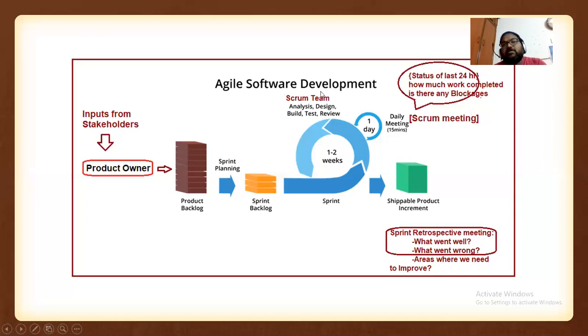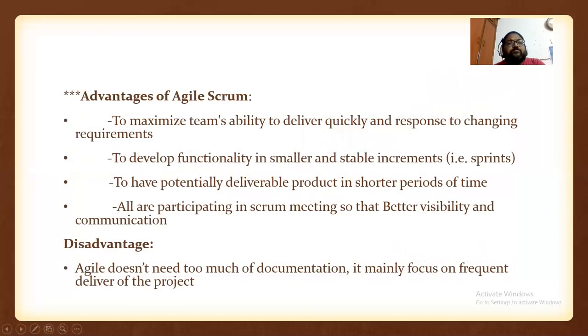This is the agile software development block diagram. Now we'll see the advantages of agile Scrum. Nowadays, the majority of companies prefer agile Scrum to maximize a team's ability to deliver quickly and respond to changing requirements, to develop functionality in smaller and stable increments, that is sprints, and to have a potentially deliverable product in shorter periods of time.